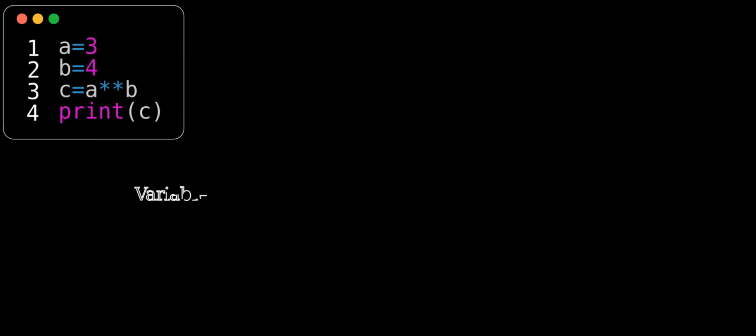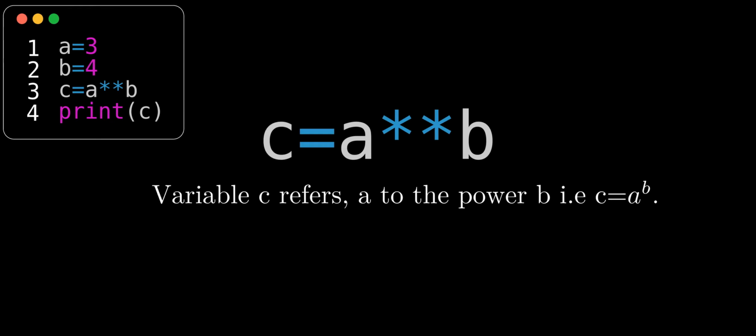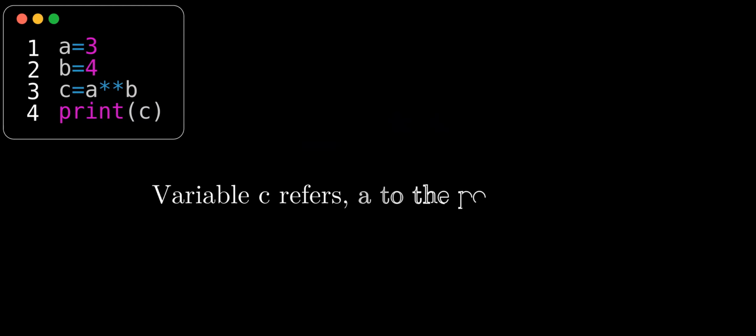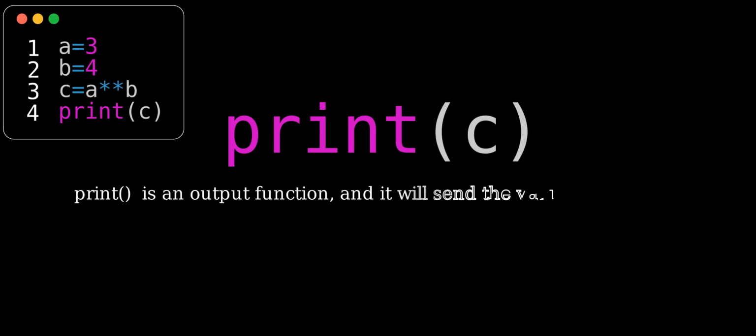Now the third line is important. c is equal to a star star b. So here variable c refers to a to the power b, and star star is the exponentiation operator. And you can see that the value of c would be 3 to the power 4.